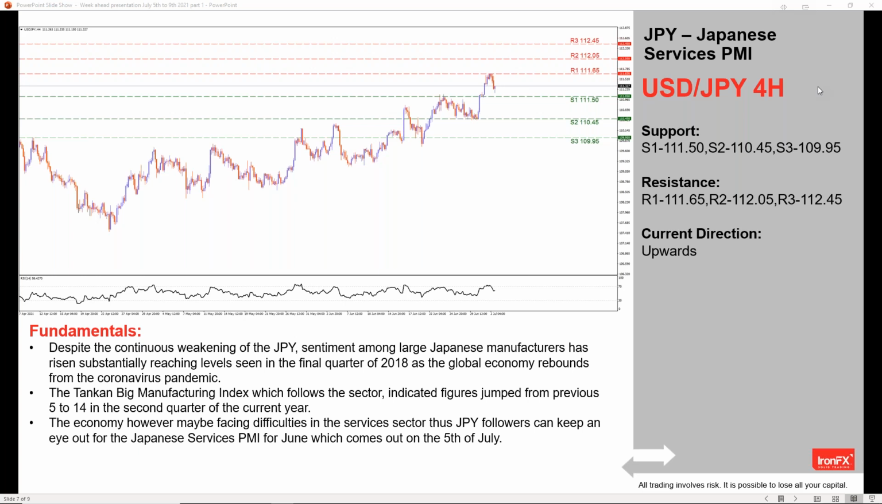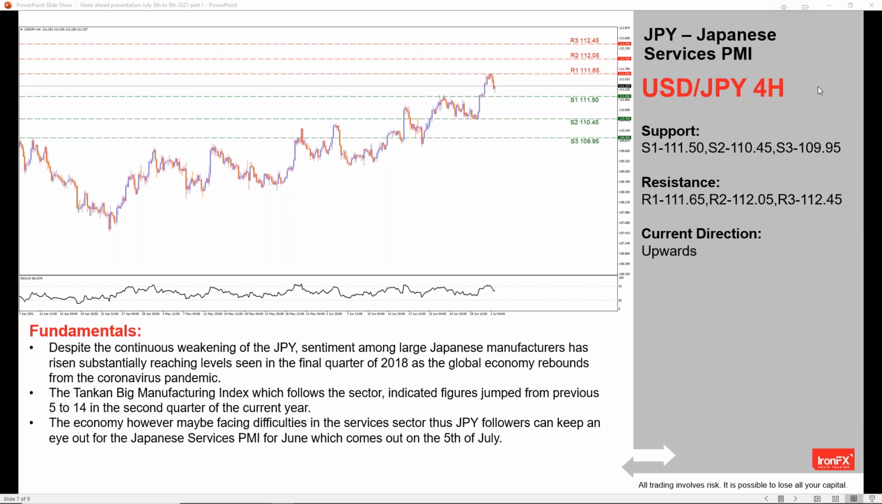Let me repeat that. Sentiment among large Japanese manufacturers has risen substantially, reaching levels seen in the final quarter of 2018 as the global economy rebounds from the coronavirus pandemic. The Tankan Big Manufacturing Index, which follows the sector, indicated figures jumped from previous 5 to 14, almost triple, in the second quarter of the current year. This is a rather encouraging message for the large manufacturing sector of Japan.